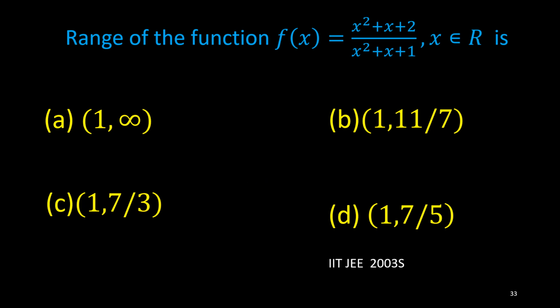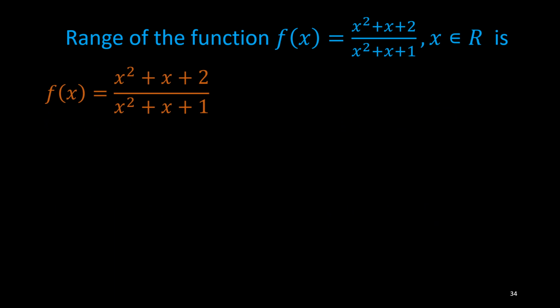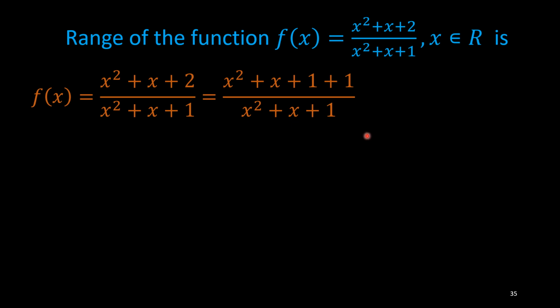Option C is correct. Now we want to analyze this function in a proper way. f of x is this one. Now we can rewrite this. You can see the numerator and denominator are very similar, the only change is here, it is 2 and it is 1. If I replace this 2 by 1 plus 1, then we can consider this 3, this one and this one will be exactly the same.